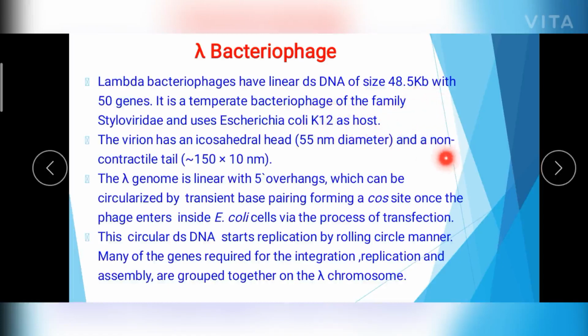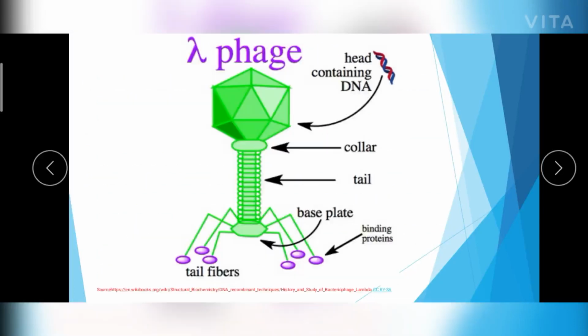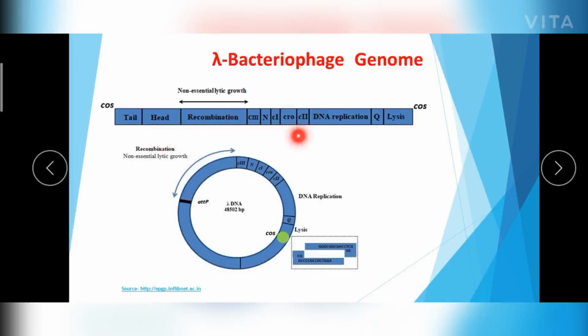It is a temperate bacteriophage of the family Siphoviridae and it uses E. coli K12 as its host cell. This virion has an icosahedral head and a non-contractile tail, a base plate, tail fibers and binding proteins to bind the bacterial cell. The lambda phage genome is a linear double-stranded DNA having overhangs at its 5' ends.